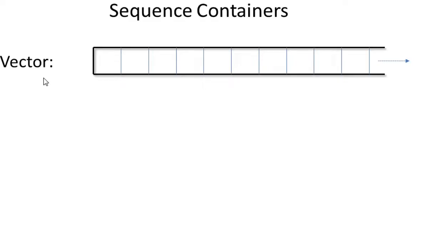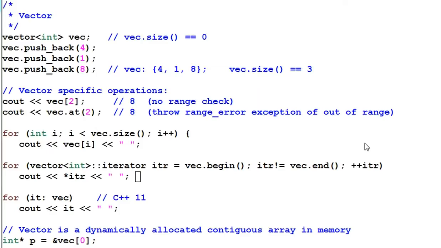We've already seen vector. A vector is a dynamic array that grows in one direction. Let's look at some examples. Vector has a member function called size, which returns the number of elements in the vector. So when I create a vector through its default constructor, vec.size is 0. Then I push back 418. Vec contains 418 and vec.size becomes 3.